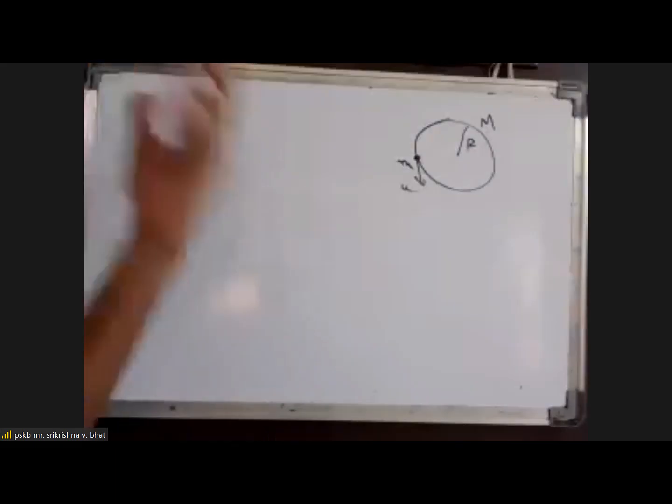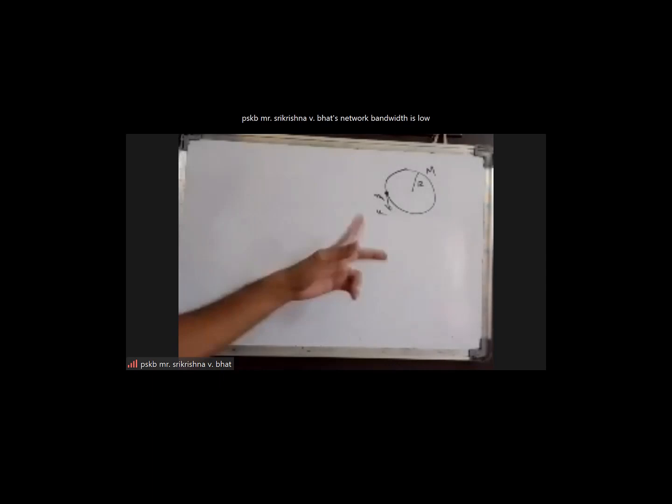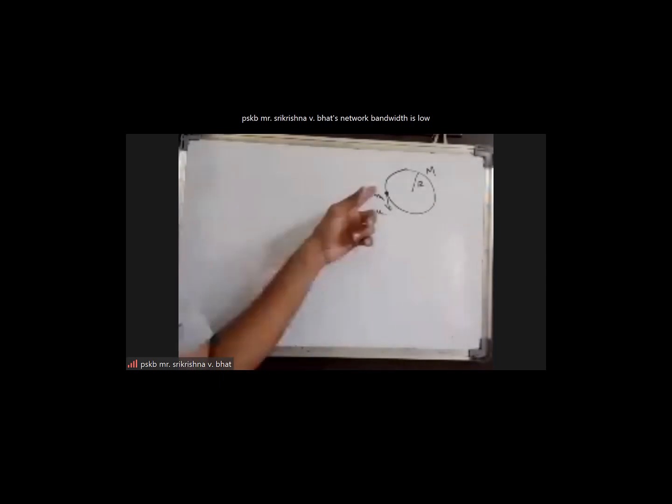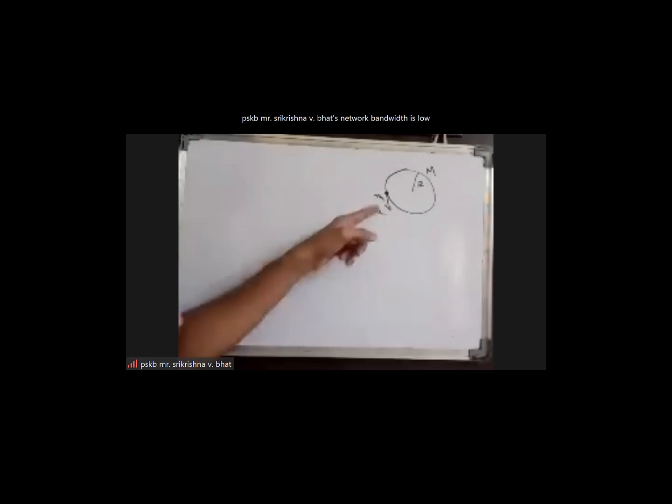Okay, so in the given question we have a ring of mass capital M and a small bead of mass small m, which is given a velocity u in the tangential direction. Since the bead is given a velocity u in tangential direction, initially the ring won't be having any kinetic energy or velocity. Initially only the bead has a velocity.